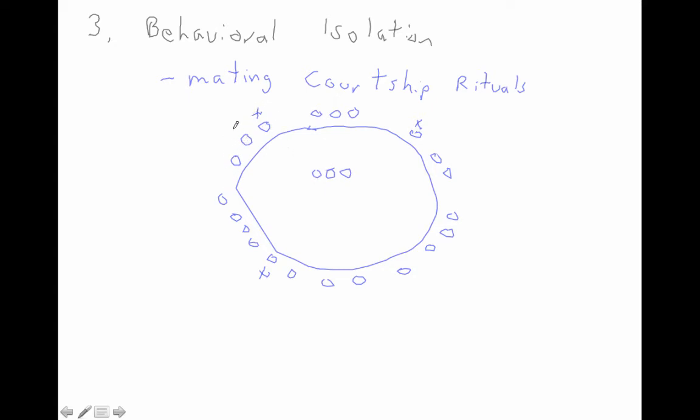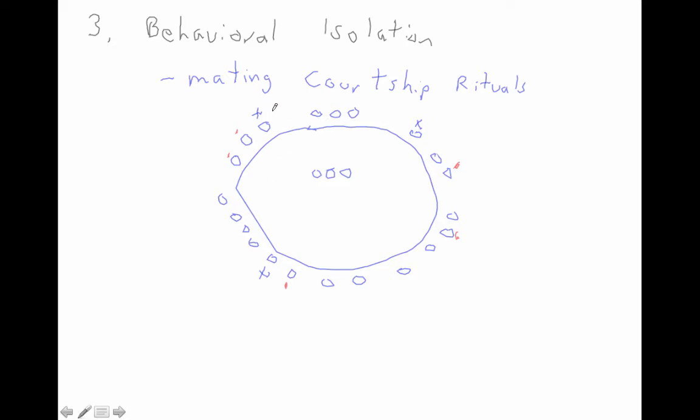However, maybe this one is making a different noise, and let's indicate this with a red dot above them. Even though they're living with each other, the females are not going to respond to the wrong mating behavior, the wrong courtship ritual. Because of this behavior, the different frogs within this same pond are going to attract different mates. And because of that, they will be reproductively isolated from the others.